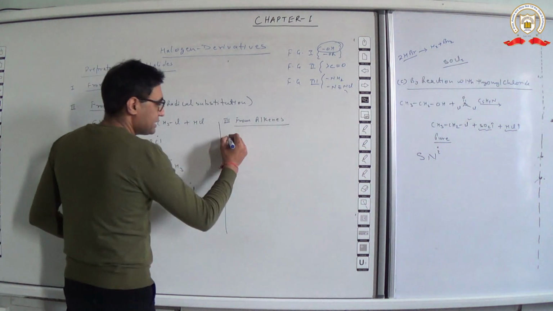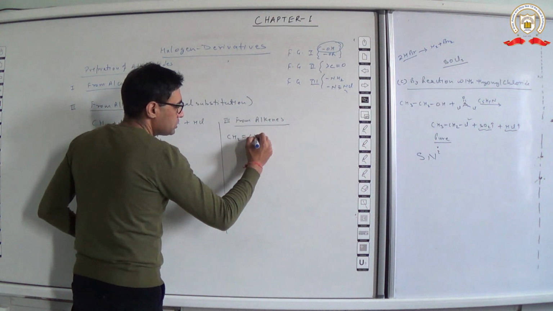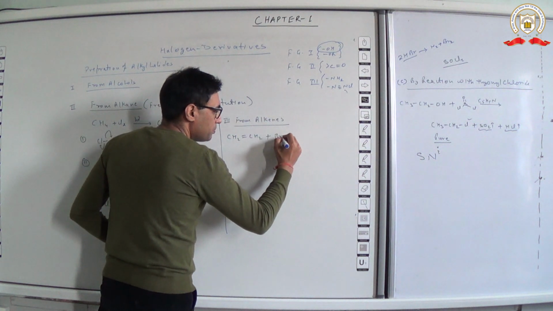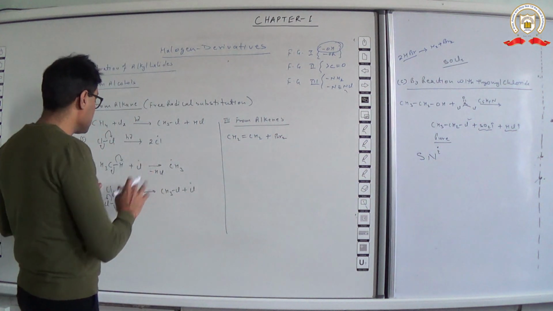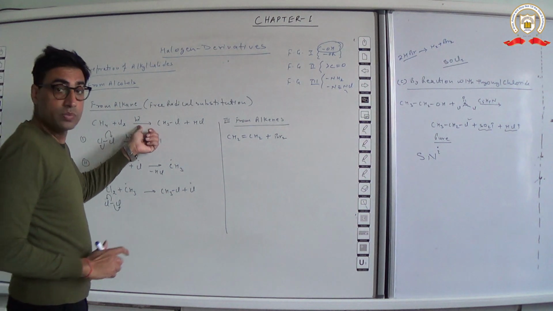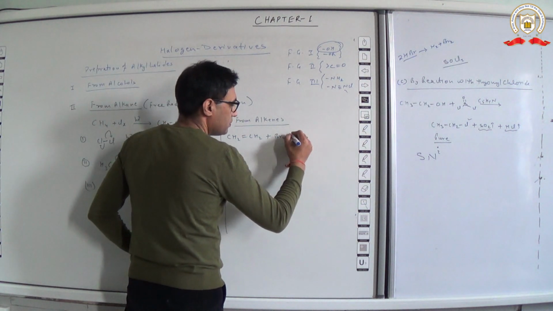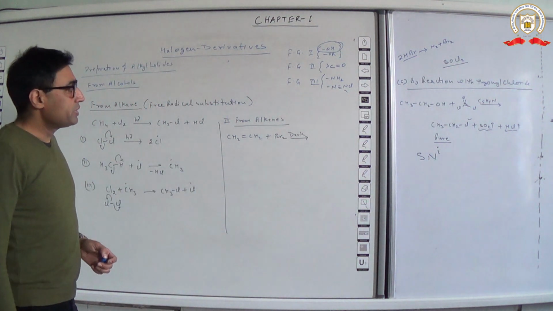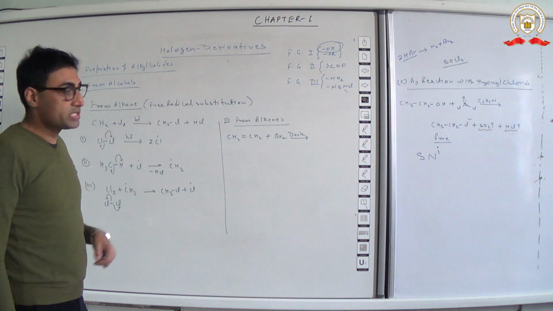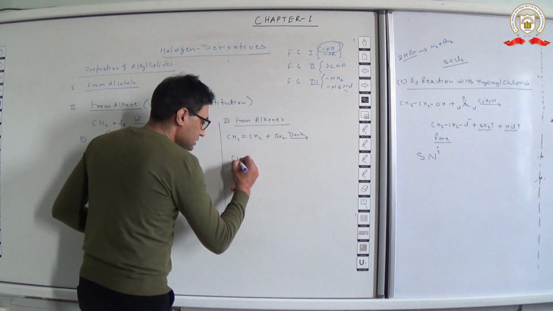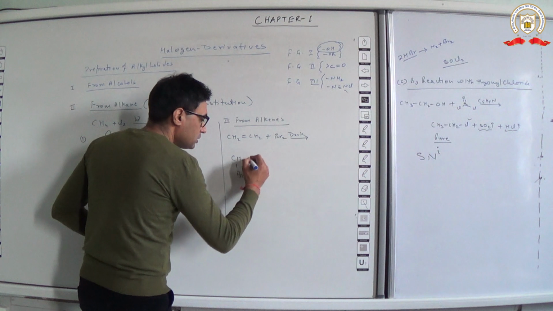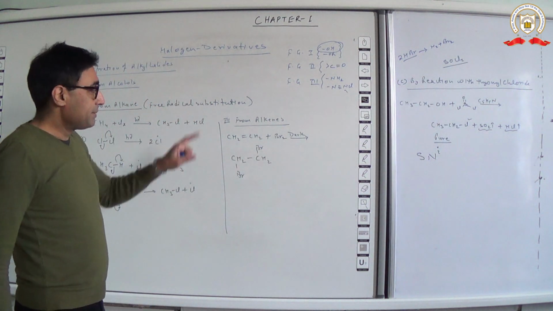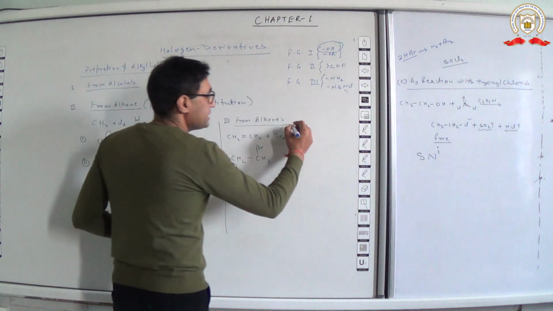Now suppose I have an alkene, that is CH2=CH2, and I am reacting it with Br2, but not in the presence of sunlight. I am not taking sunlight. In dark, what will happen? Addition will occur. We have done this in 11th standard. So what I will get is CH2Br-CH2Br. I am carrying out this reaction in dark, and the solvent over here is carbon tetrachloride.